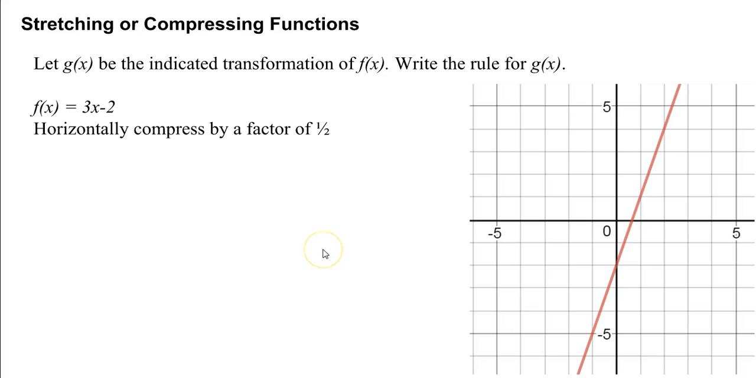Our next one, we'll have a horizontal compression. So f of x is equal to 3x minus 2, and we're going to horizontally compress that by a factor of 1/2. Again, a horizontal stretch or compression will change the x-coordinates of a function. With a horizontal compression, our slope will become steeper. Think of a compression as pushing it closer to the y-axis, and our slope is going to become steeper because we're pushing in on it.